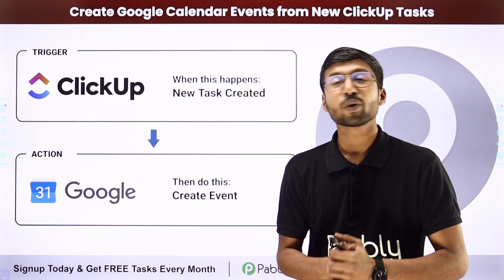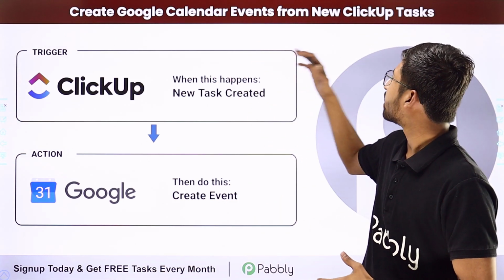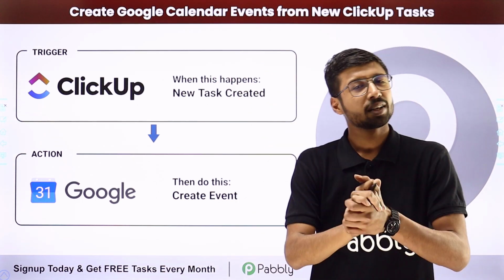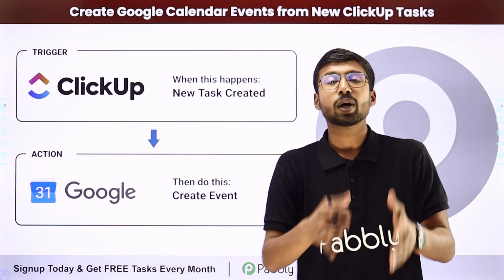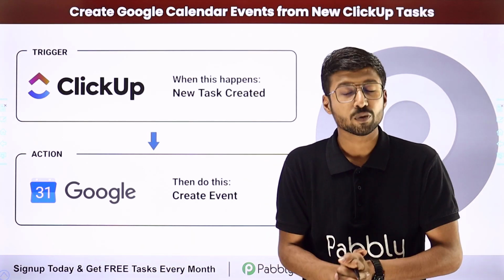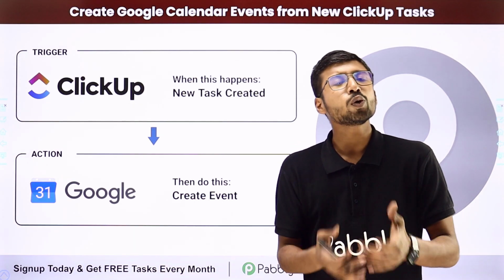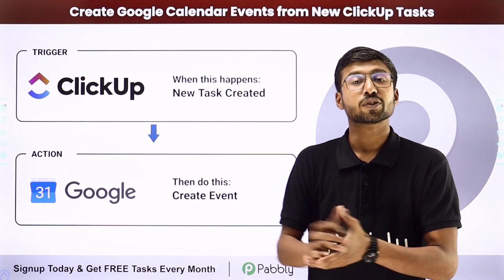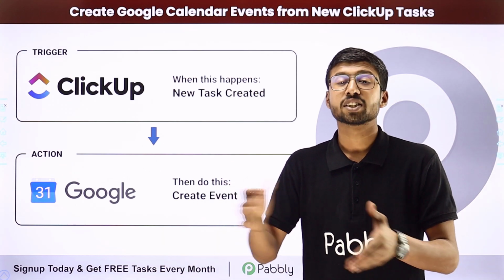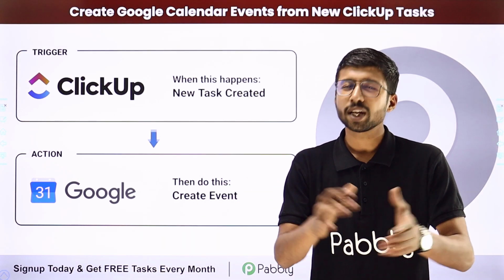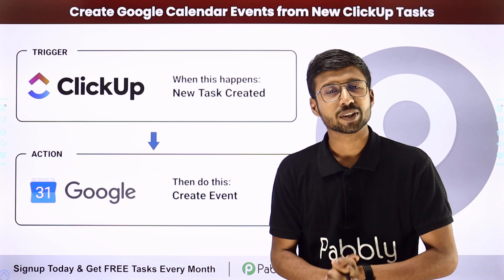So in this video, we are going to learn how to create Google Calendar events for new ClickUp tasks. Now suppose, guys, you are using ClickUp to manage all the tasks related to your work, and you want that whenever a new task is created in ClickUp, an event is created in Google Calendar as well for the same task details and the same duration of time. So let me tell you, you can completely automate this process.